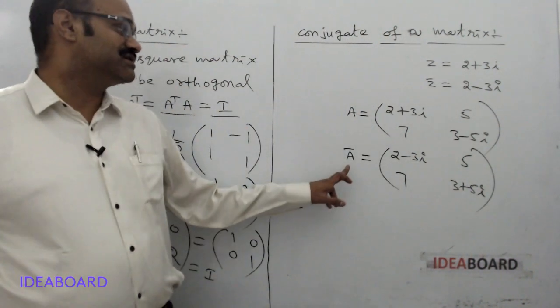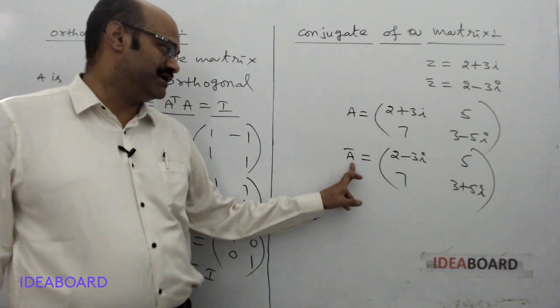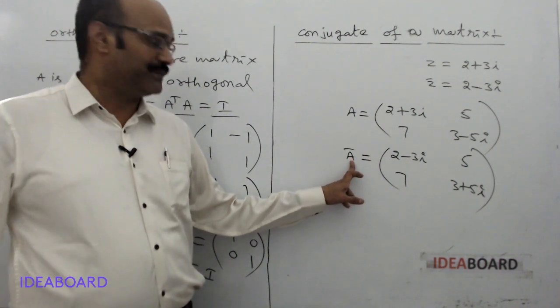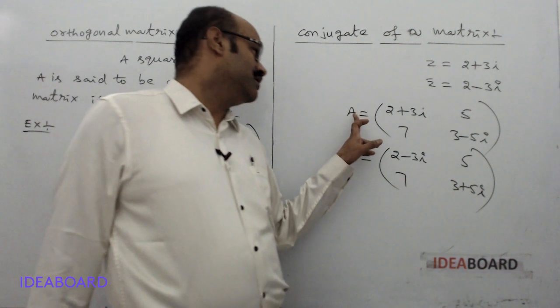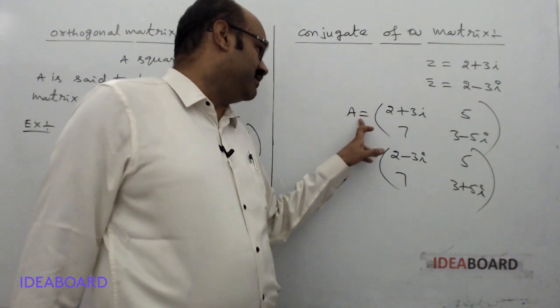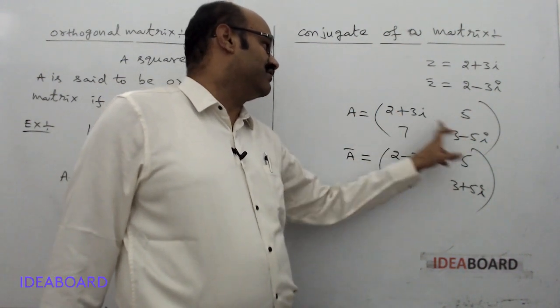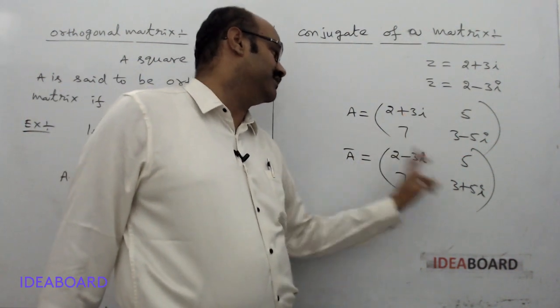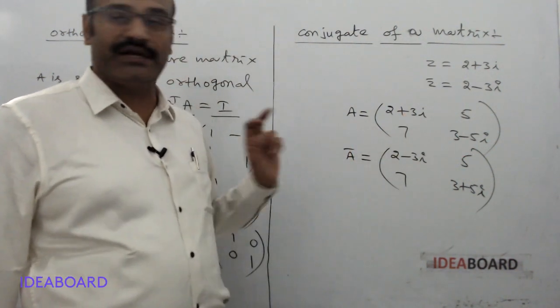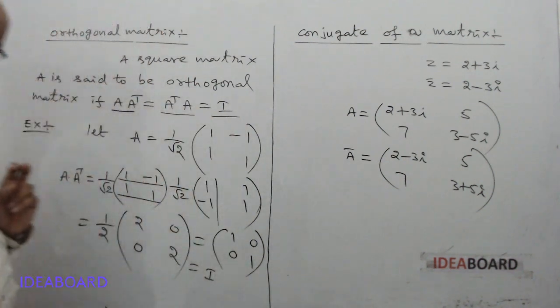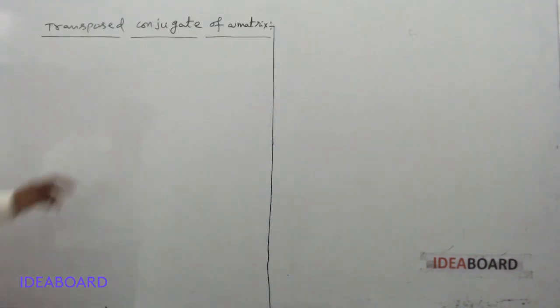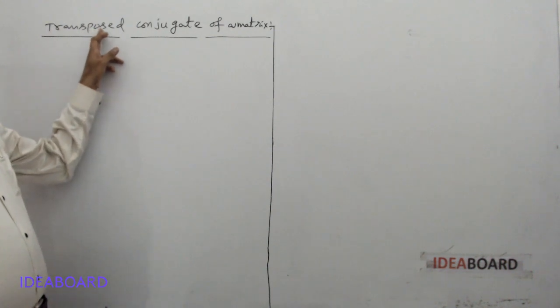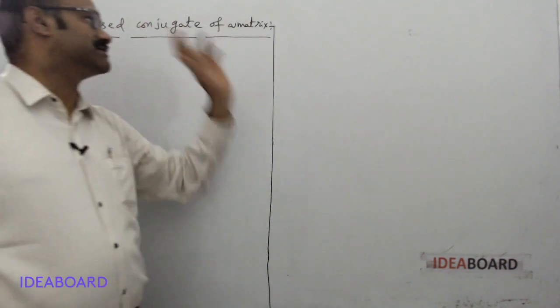So the definition of the conjugate of a matrix is the matrix which is obtained by writing the elements of the matrix as their conjugates; then that matrix is said to be the conjugate of a matrix. Next definition, transpose conjugate of a matrix.